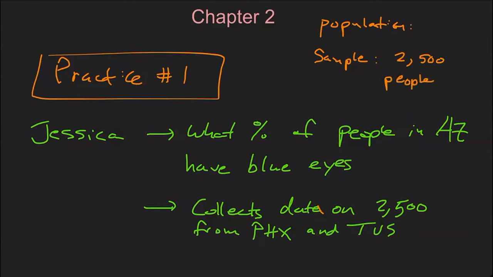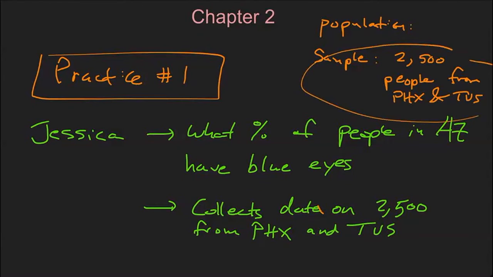And again, our answer can be even better than this, and we want it to add a little more information because it provides more information. Not just any 2,500 people, it's 2,500 people from Phoenix and Tucson. And the population, careful on this one, this one's not all people. This is all people in Arizona. So that's population and sample.